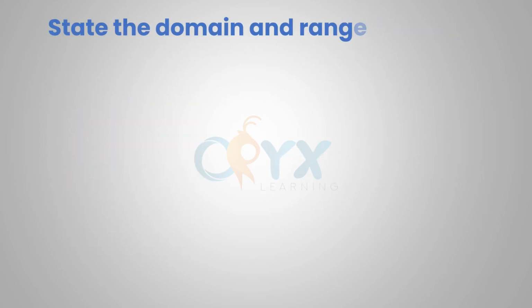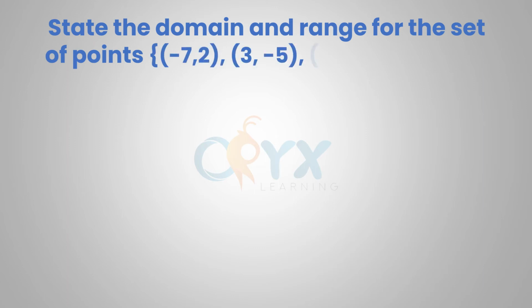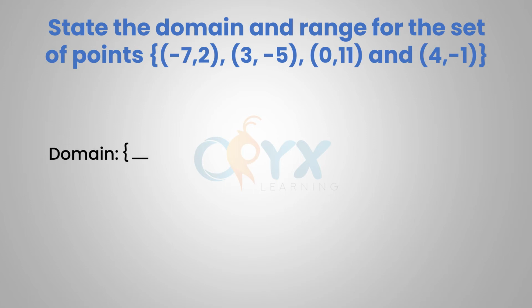State the domain and range for the set of points (-7, 2), (3, -5), (0, 11), and (4, -1). So the domain is all of the x values, and like I mentioned earlier, we're going to list them in order from least to greatest. So the smallest x value is -7. Then we'll go to 0, 3, and 4. So the domain is all of the x values in order: -7, 0, 3, and 4.